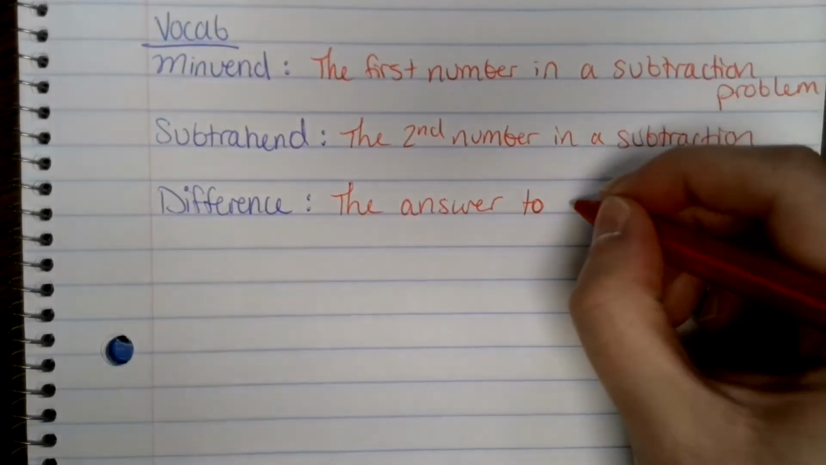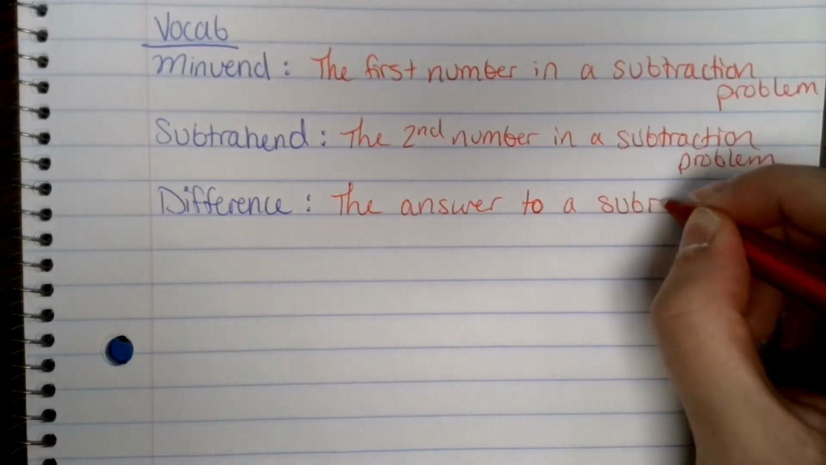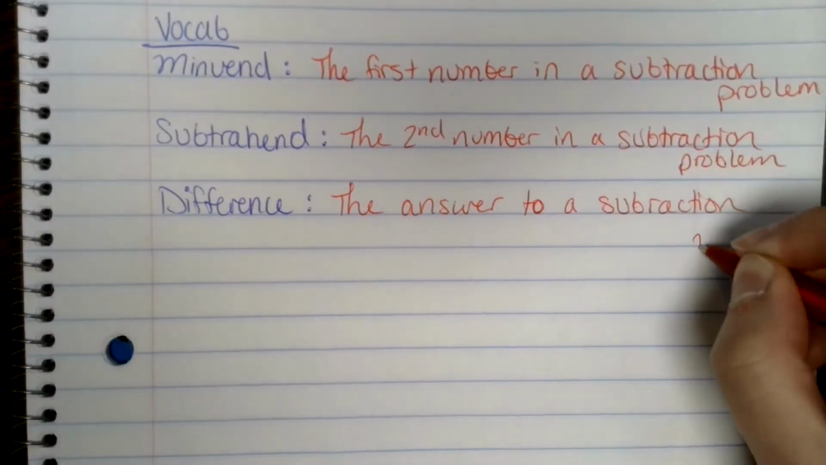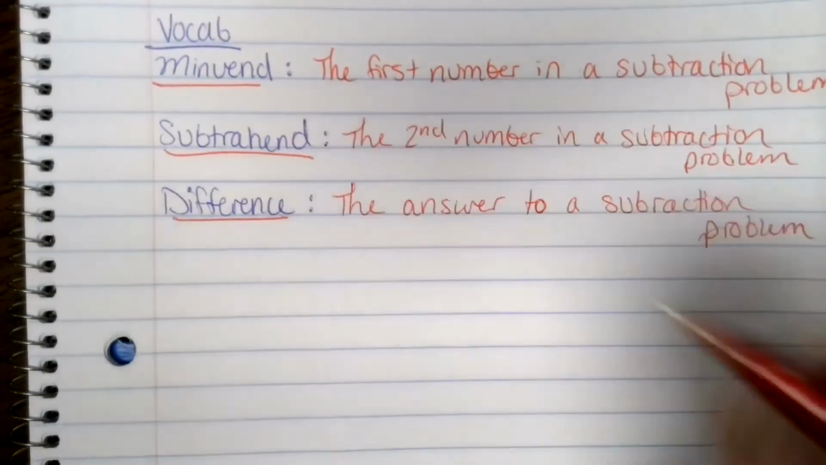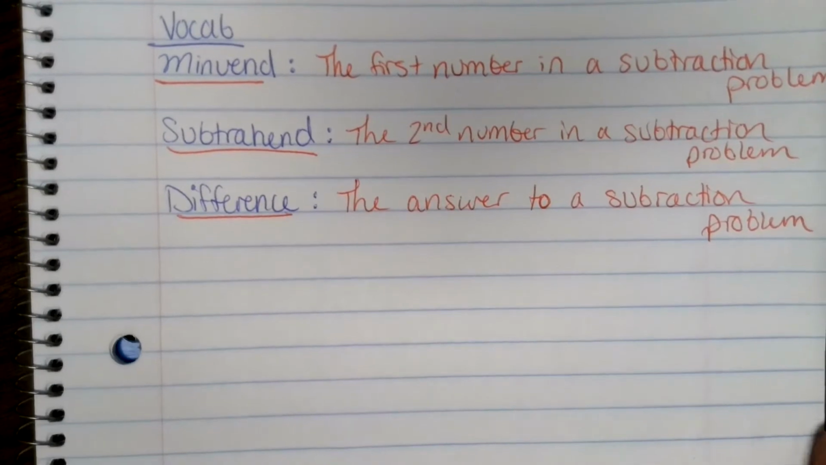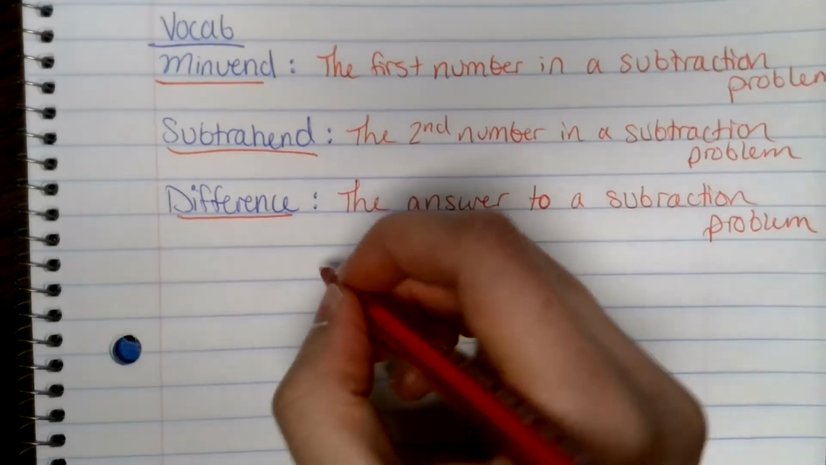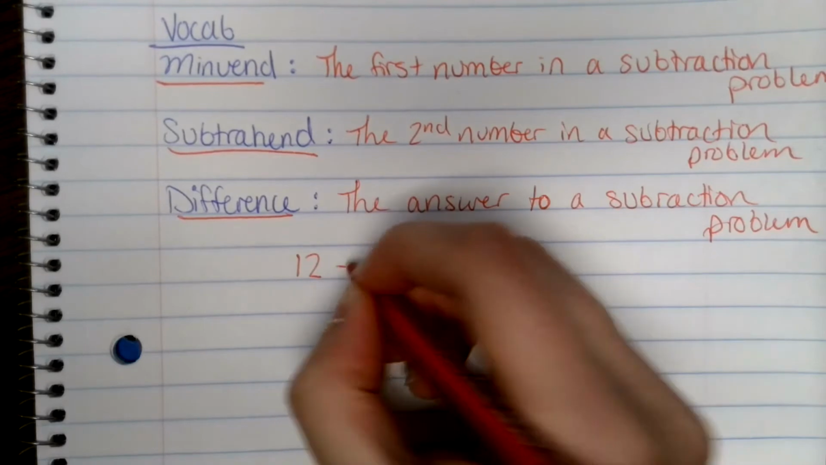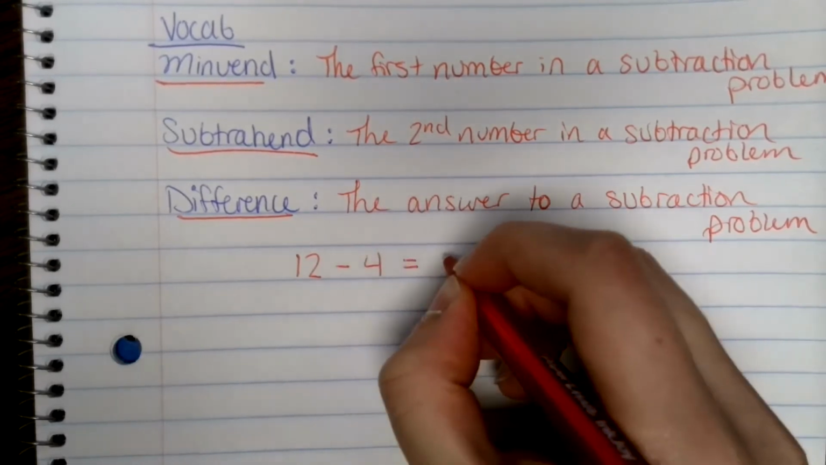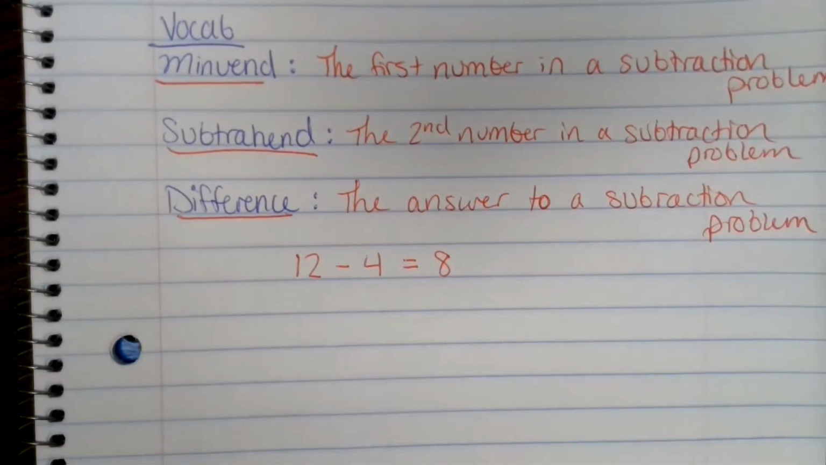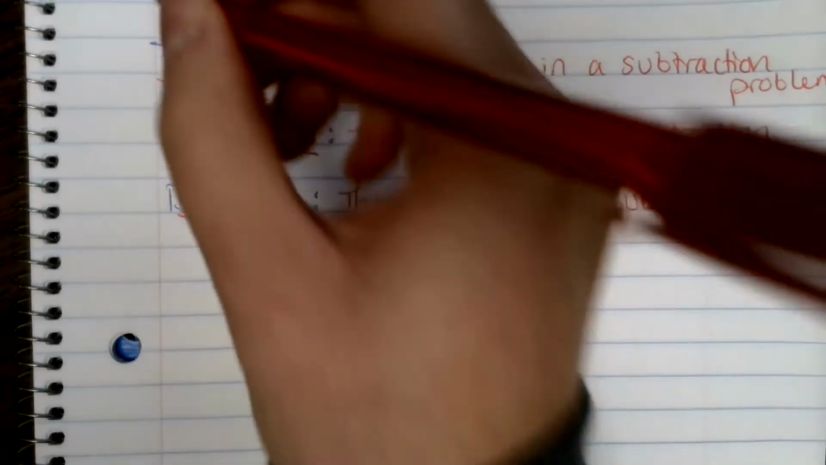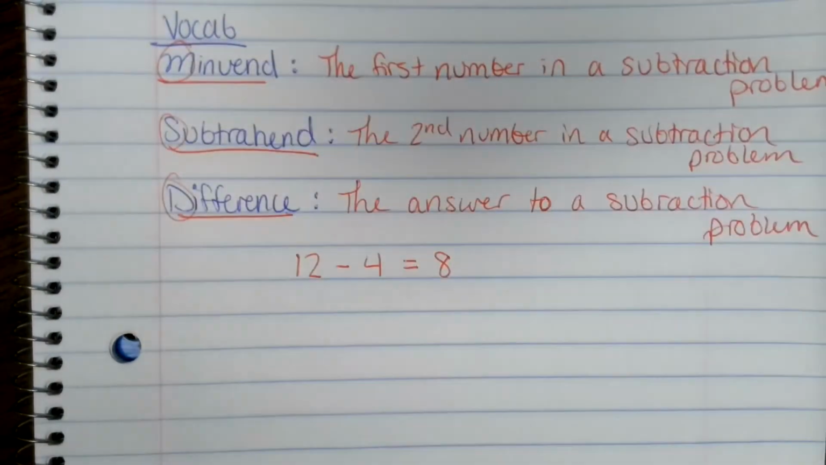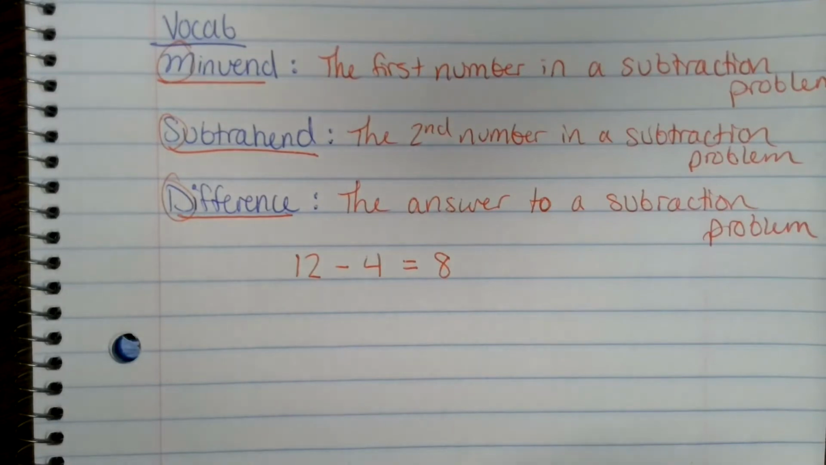So, the difference is the answer to a subtraction problem. Okay, so these terms are super important. Let's go ahead and do a basic subtraction problem and just kind of label these things. We could do 12 minus 4 equals 8. And let's go ahead and label these. So I'm just going to use the first letter of each, so it's going to be a little less writing, but hopefully you'll know what that means.